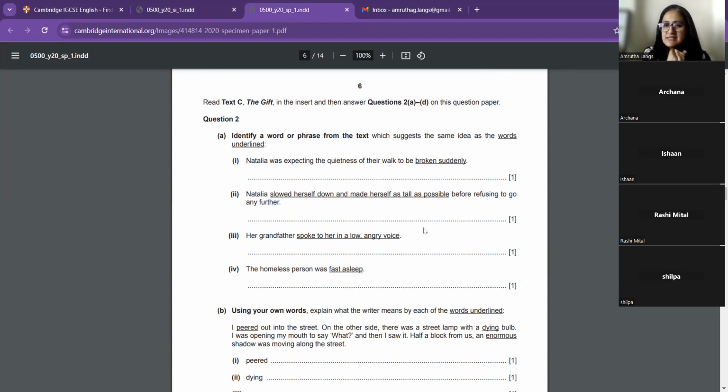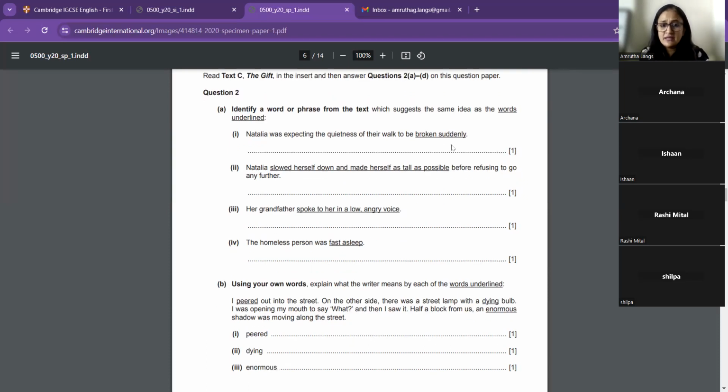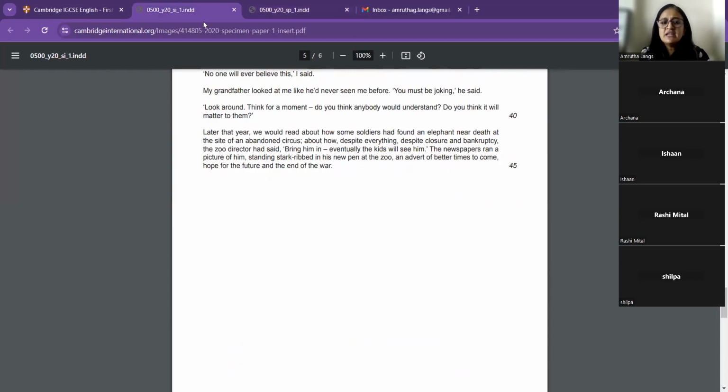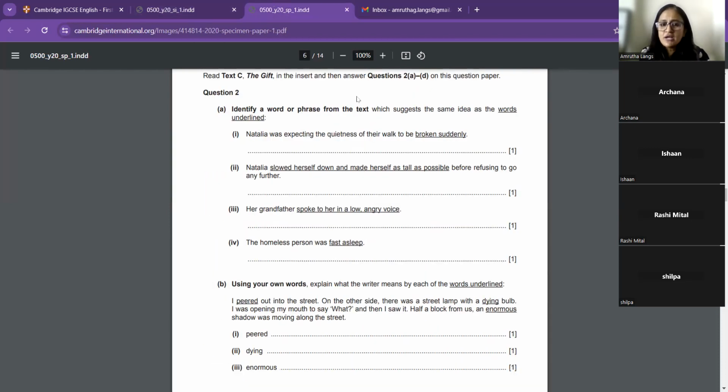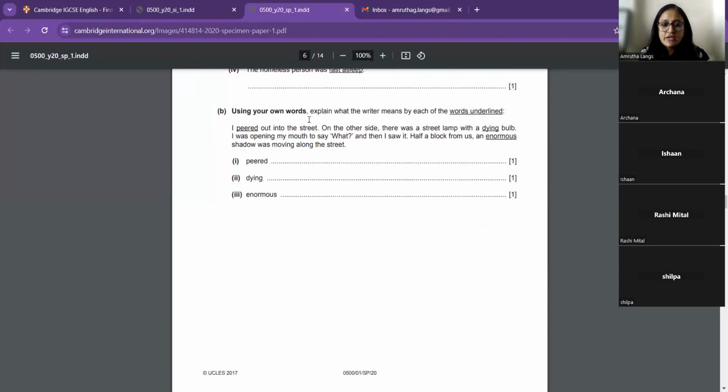Or what did Alice eat at the tea party? There are no direct questions. Just for example, a text C based question: identify a word or phrase from the text which suggests the same idea as the words underlined. So, 'broken suddenly': what is it in the text? The child will need to go back here, read and understand the text, and find what 'broken suddenly' means, or use their own words to explain what it means.